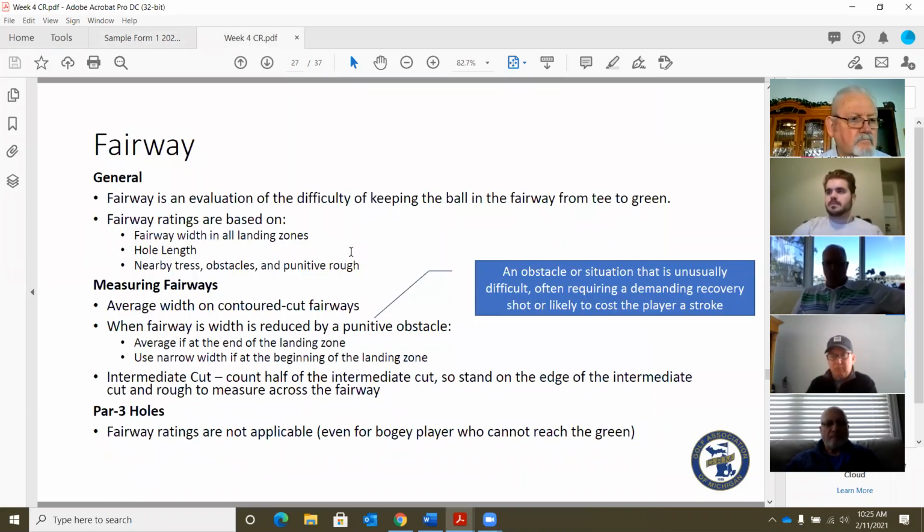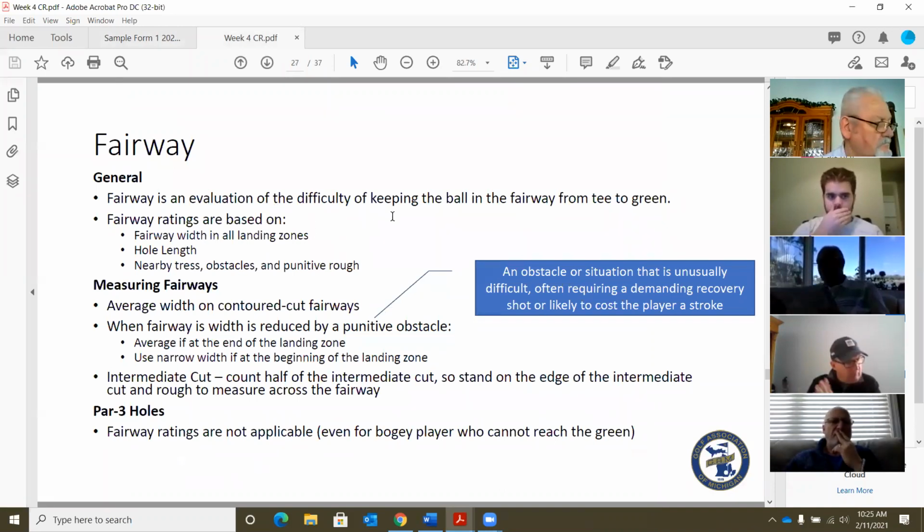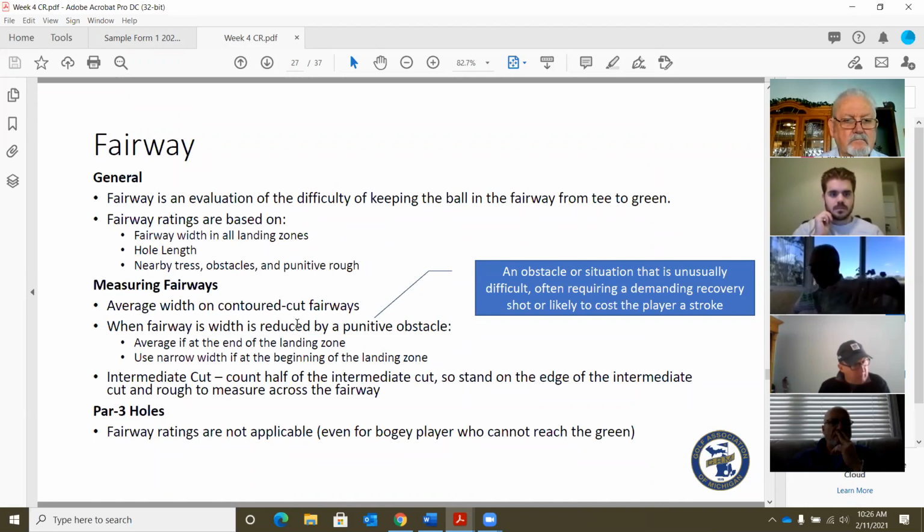All right, so fairway is our next one here, our next obstacle. So fairway, we're looking at an evaluation of the difficulty of keeping the ball in the fairway from tee to green. Fairway ratings are based on fairway widths in all landing zones, hole length, nearby trees, obstacles, and punitive rough.